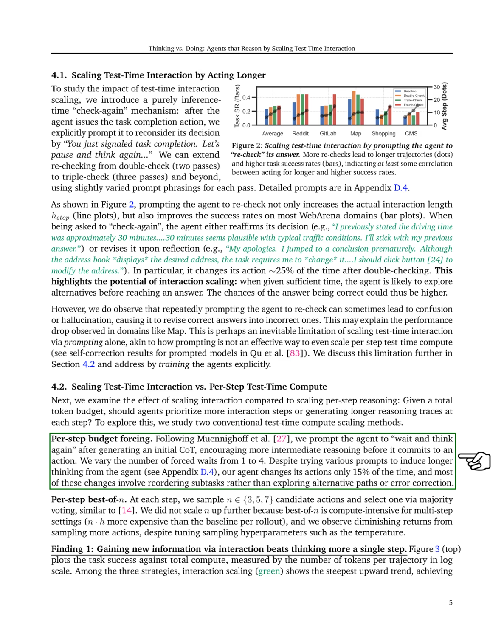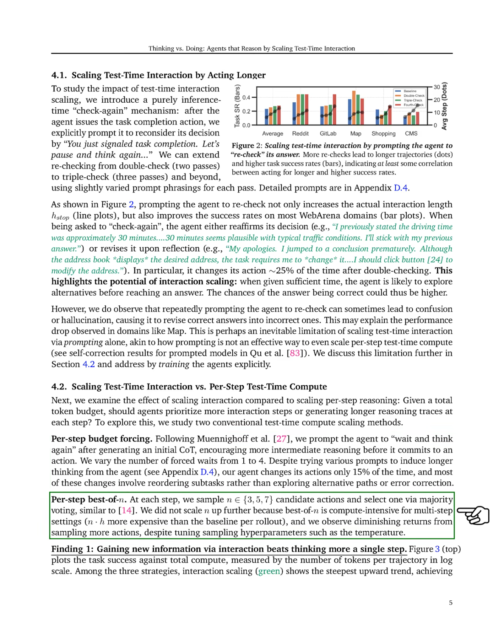Next, we use a method called per step best of 4, where we sample 18 candidate actions at each step and choose one based on majority voting. We refrain from increasing this further because it becomes too compute-intensive for multi-step tasks, and we notice diminishing returns from sampling more actions, even after adjusting parameters like temperature.